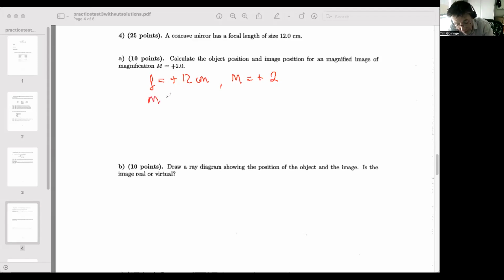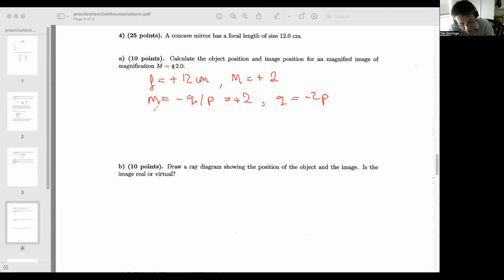Let's start with the magnification equation. It says that the magnification is the negative ratio of the image to object positions. In our particular case, we know the magnification is +2. So this actually tells us that q, the image position, is -2 times p, the object position. So it's a relationship between the two positions.